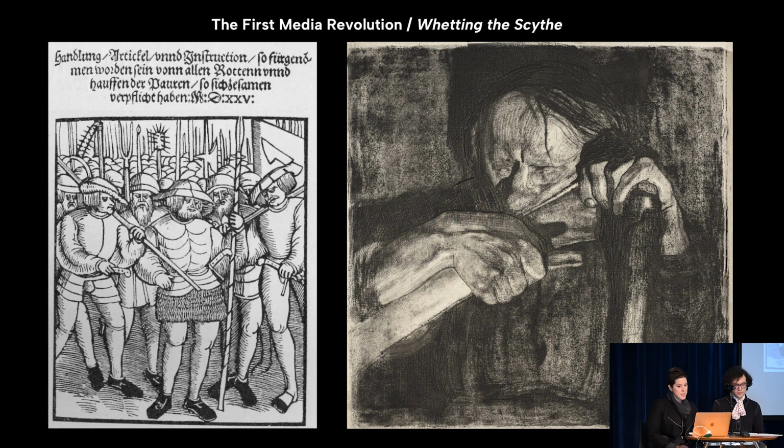Whetting the Scythe was created in 1905. It's a line etching, dry point, sandpaper, aquatint, soft ground. And in this print, Kollwitz again showcases her exceptional draftsmanship. A dramatically rendered figure is portrayed intensely sharpening a scythe. The worker's focused gaze conveys readiness. There's an impending potential for violence, one that often accompanies uprisings.